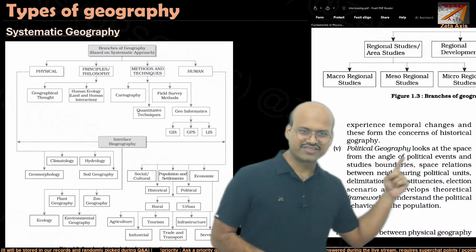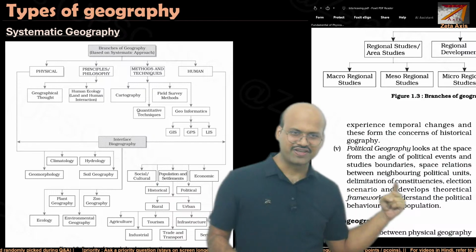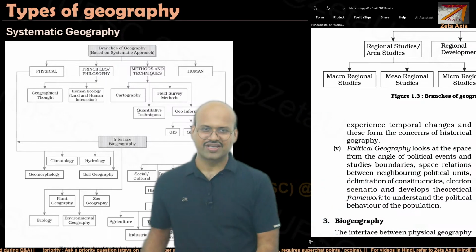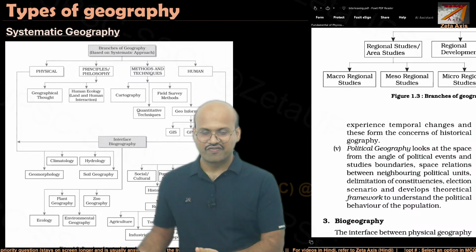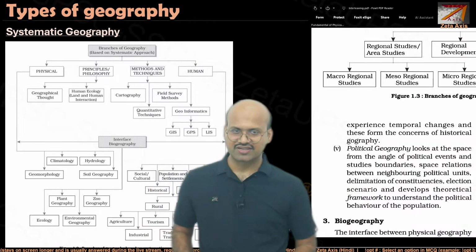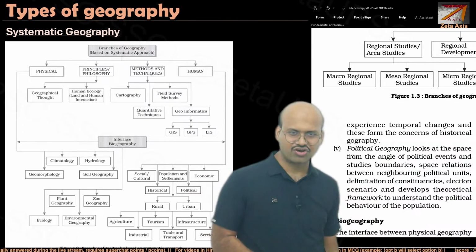Political geography looks at space from the angle of political events and studies boundaries, space, relations between neighboring polities. So for example, you are taking the relation between India and Pakistan, or you are taking West Asia, like the Israel and Arab countries conflict over the last 50 or 60 years. So you are studying political geography.